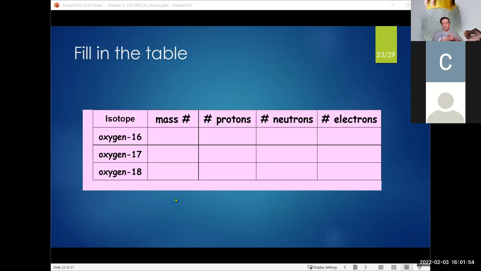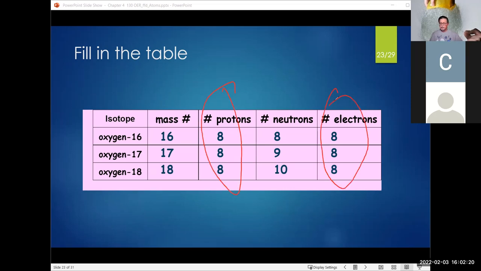Here's a table. We're dealing with oxygen. Okay. Obviously, 3 isotopes of oxygen. The most common isotope is oxygen 16. Okay. The mass number. Well, they're all oxygen, so they're all going to have the same number of protons and the same number of electrons. Otherwise, if the number of protons were different, it would be a totally different element. But we are talking about oxygen. That's it. All right. The mass number, well, it's given to you. Here's oxygen 16, here's oxygen 17, here's oxygen 18. It's given to you right there, so you don't have to calculate anything.